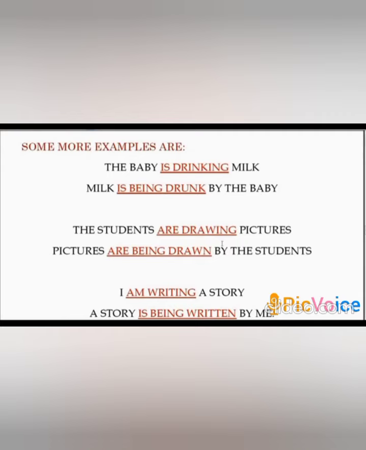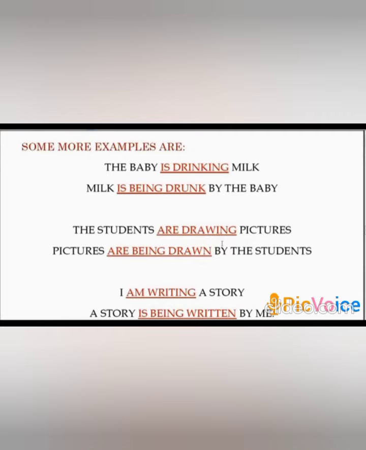Then next one, the students are drawing pictures. Here the object pictures has become the subject of the passive voice. Pictures are, because pictures are plural, so we are adding are here. Then being is added. For draw, drawn is the V3 form of the verb, so it is added. Then by, the students has become the object.